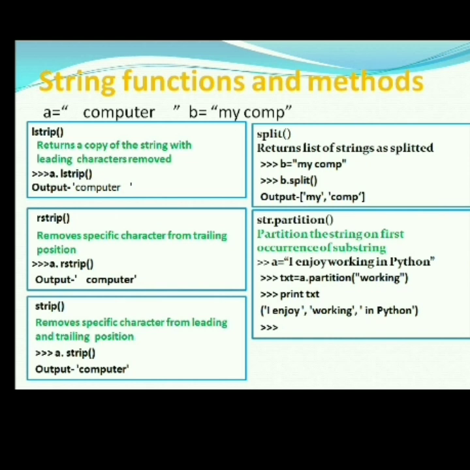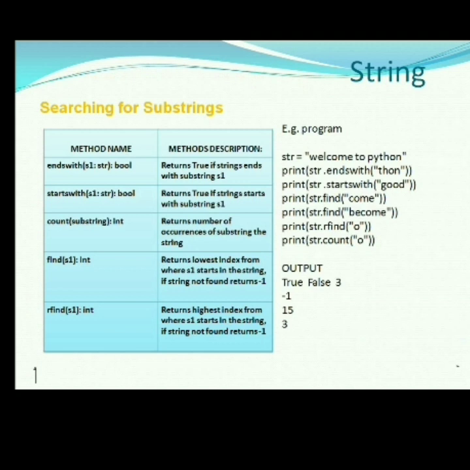Split method splits a string and returns a list containing split strings as members. Partition method splits the string at the first occurrence of the separator and returns a tuple containing 3 items: the part before the separator, the separator itself, and the part after the separator. A is equal to I enjoy working in Python and the separator is working. I enjoy, working, and in Python are the items of the tuple.